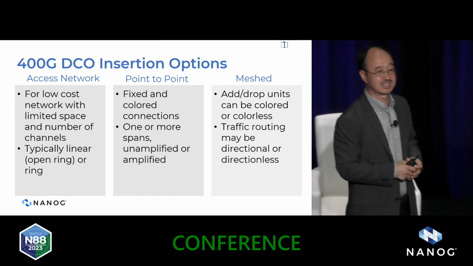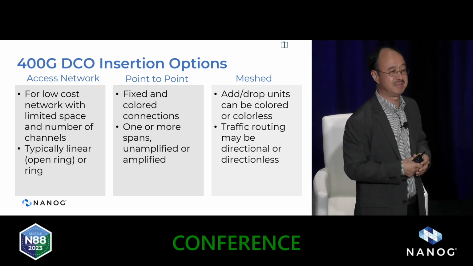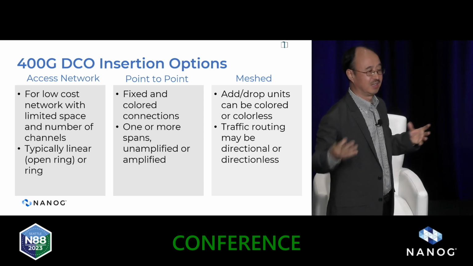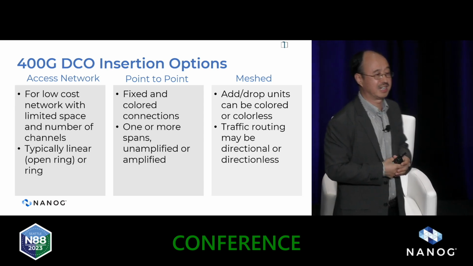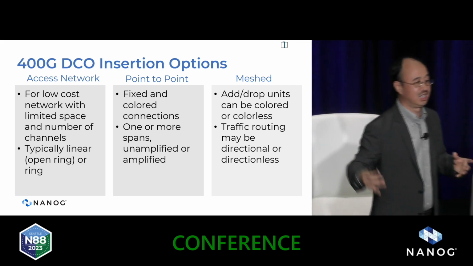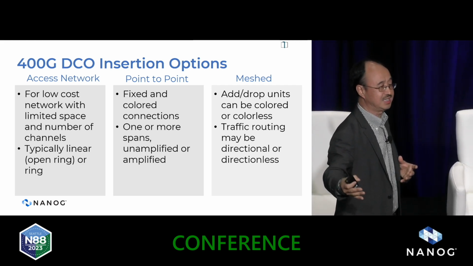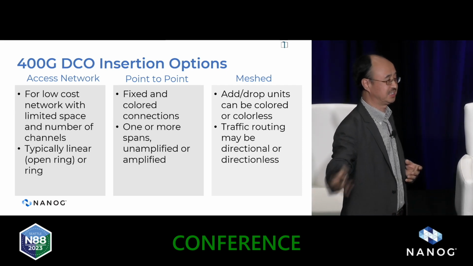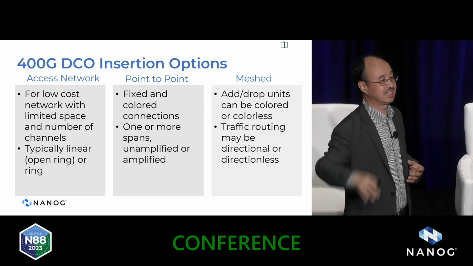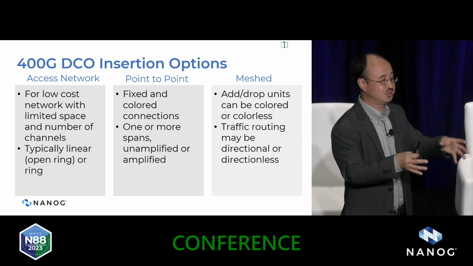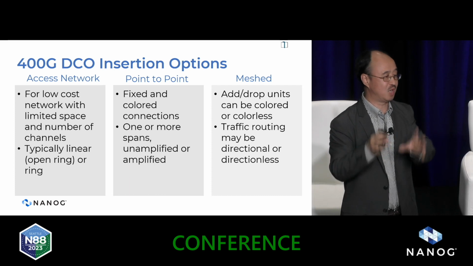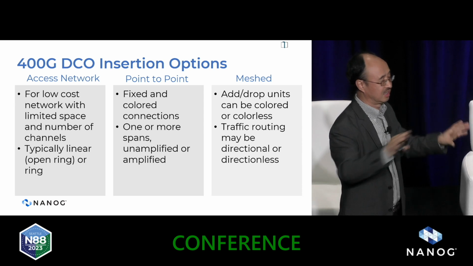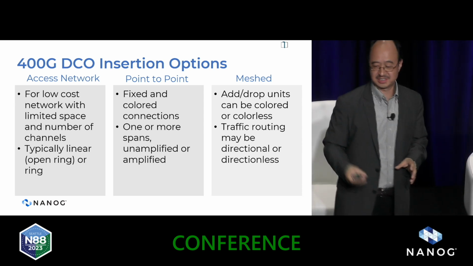Then some of the networks, like regional or long-haul networks, could be meshed. In the mesh network, there is a lot more complexity when you're trying to insert into that kind of network. The DWDM network could be colored or colorless. We talked about that earlier. It could be directional or directionless. We call that the CDC network. There's a lot more complexity to figure out where to insert, how to insert, what kind of wavelengths, what kind of power structure, whether you need to have new amplifiers. A lot of things need to go into that conversation.